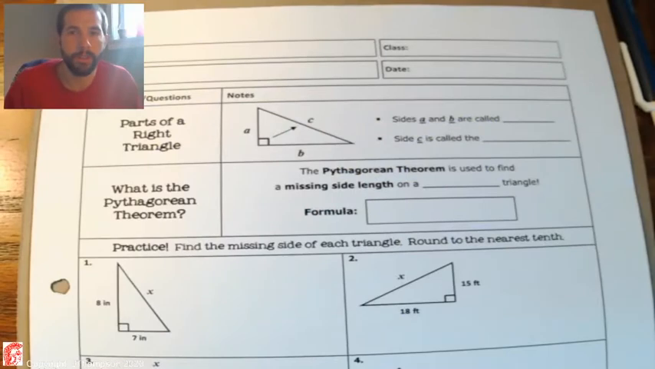Everybody, we're going to be starting chapter 5 today. In this lesson, we're going to be going through the Pythagorean Theorem, which is a topic that we already covered, but it does come up a lot in this chapter. So it's just going to be a little refresher.